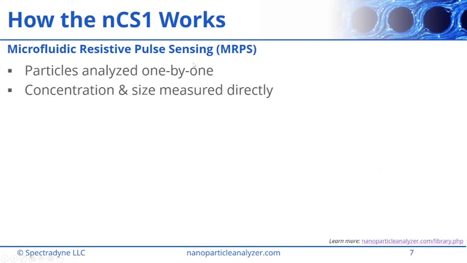What we've done is brought that into the 21st century by scaling it down and putting it in a microfluidic cartridge. That allows a bunch of other usability features that allow us to measure smaller particles than the traditional Coulter counter can. In this technique, particles are measured one by one, very quickly, thousands per second, and we measure the concentration and the size very directly.